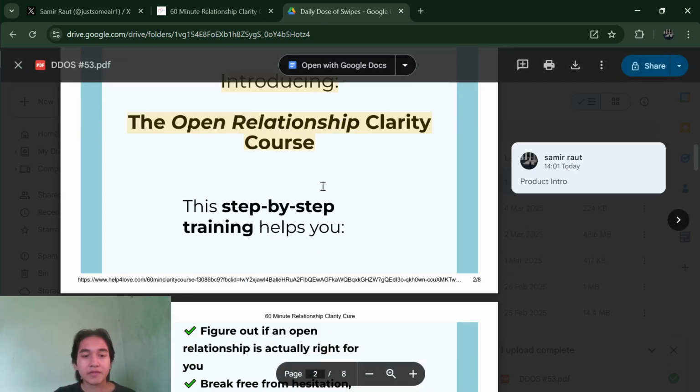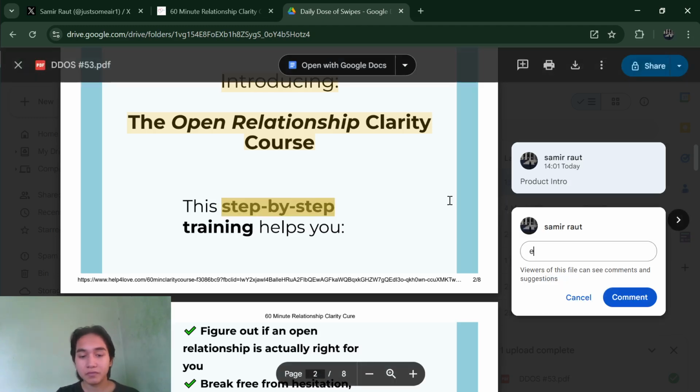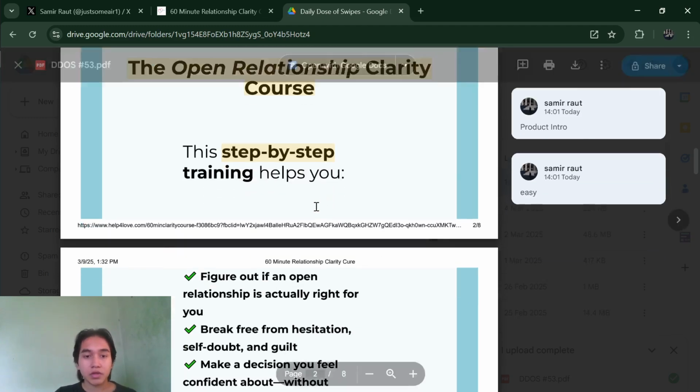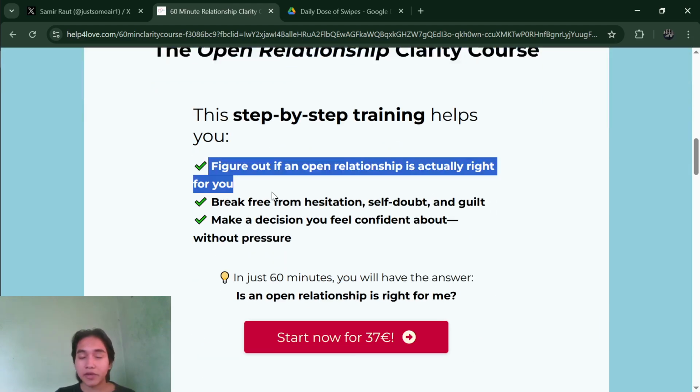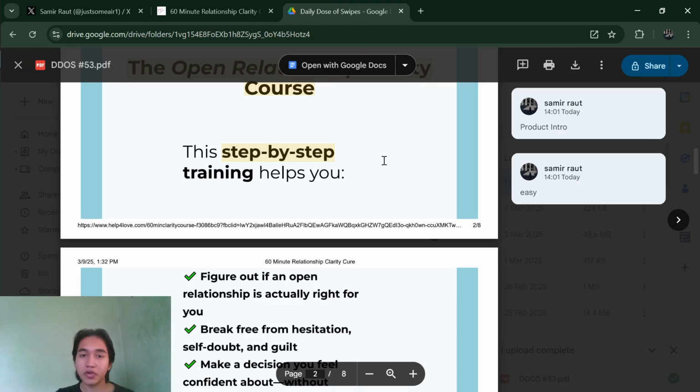Anyway, sorry. The step by step. Now, step by step. What does it imply? It implies that it's easy, right? What the hell? Figure out if an open relationship is actually right for you. That's the main point, right?